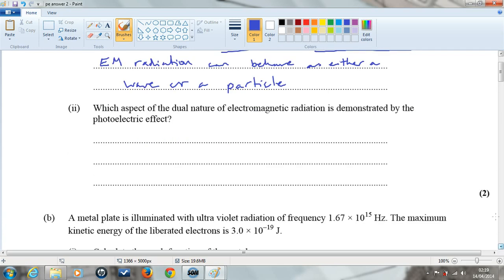The next part, and if you notice there are only 2 marks available for both of these parts, so you'd be looking at getting 1 bit of information for both. Which aspect of the dual nature of the EM radiation is demonstrated by the photoelectric effect? Well, we're dealing with photons, packets of energy, and so it is dealing with the fact that EM radiation behaves as a particle.